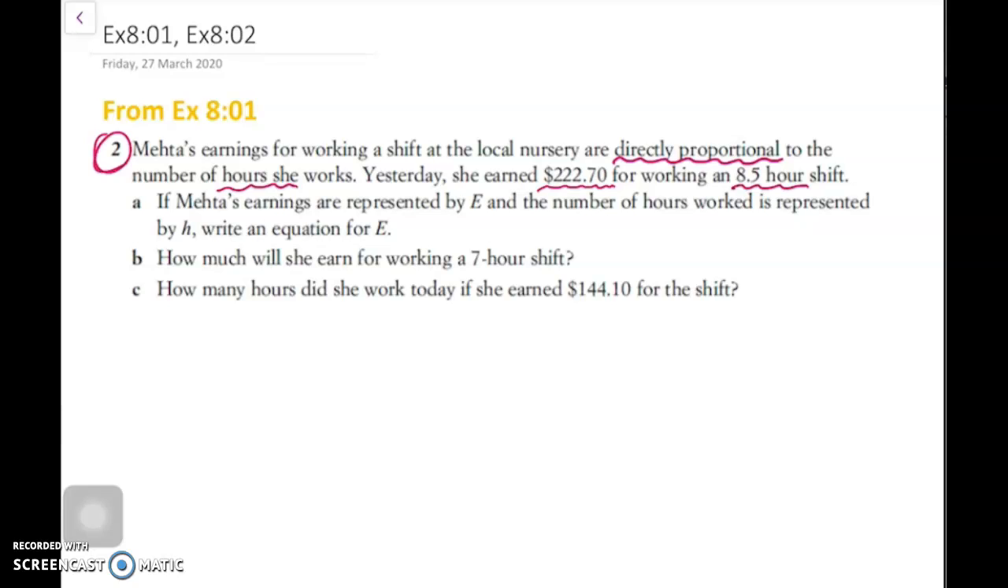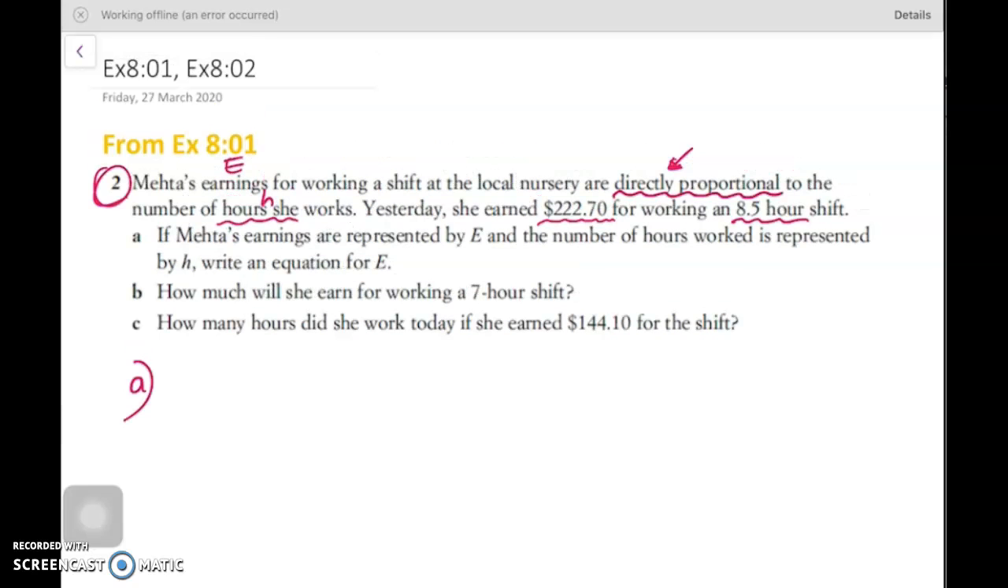Okay, so let's go back to our sentence. Meta's earnings, which is represented by E, is directly proportional to the number of hours she worked, and hours is represented by H. So because this is a direct proportion question, we can write down a direct proportion equation, which says the first variable is equal to K times the second variable.